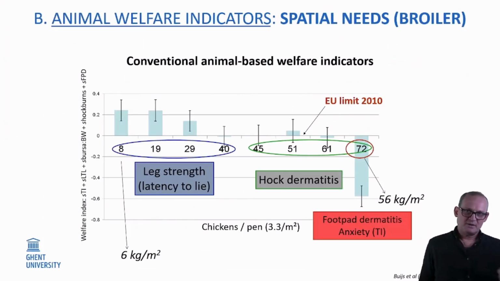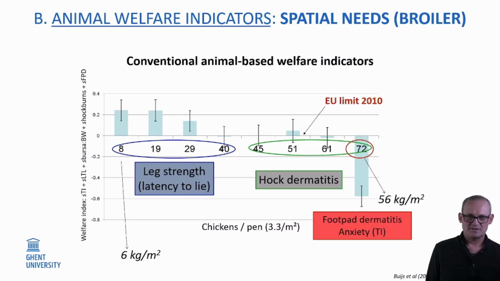Again, we can ask whether the stocking density really gives sufficient information about the spatial needs of broilers. Couldn't we use animal-based indicators for that instead of a resource-based indicator? And there are some animal-based welfare indicators for broilers that are used a lot. That is a conventional set of indicators that are being used in broilers.